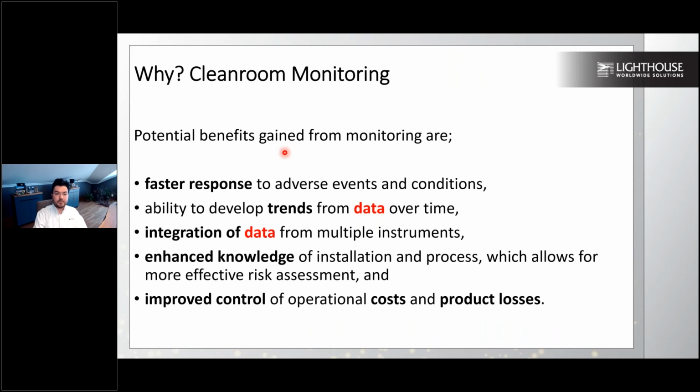So why are we doing clean room monitoring? The potential benefits of the monitoring are the fastest response.